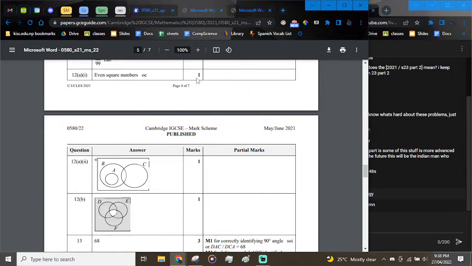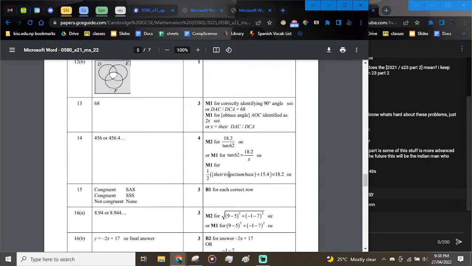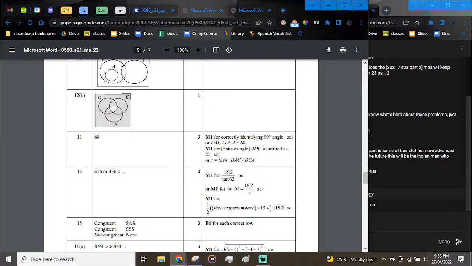Always a good time to check the mark scheme. 68 for that angle. I remember, that's right. Hold a second. Did I do something wrong?